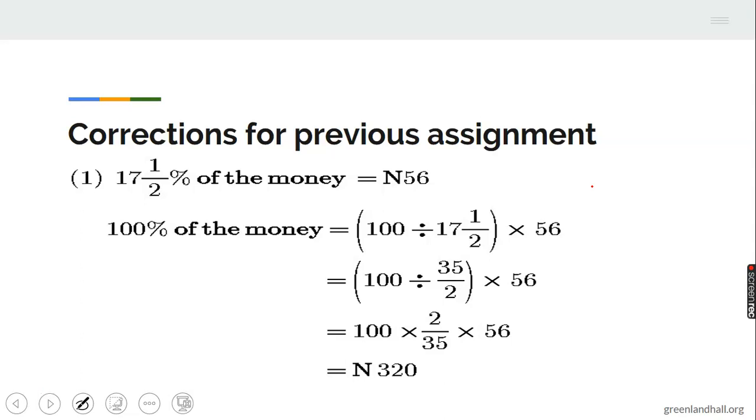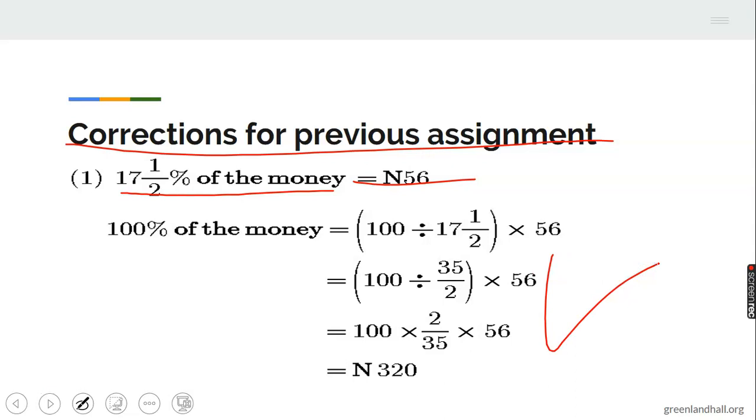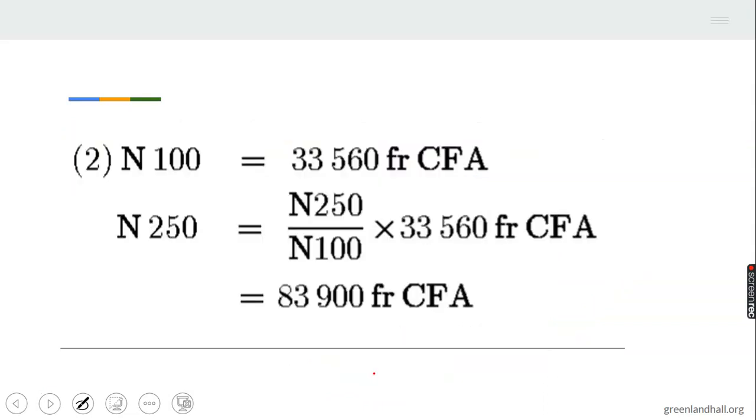Before we go into that, here are the corrections for the previous assignment, where we were asked to find the 70% of a sum of money, where 17 and a half of the sum of money is 56 naira. We have to calculate the actual amount and we use our direct rule to calculate it, which was 320 naira.